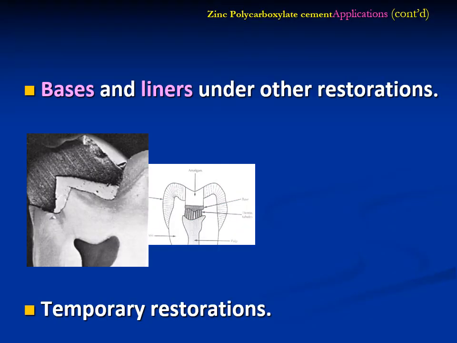It is used also as bases and liners under other restorations, and used also as a temporary restoration. There is here a new use, which is a liner under other restoration or metallic restoration. So the zinc polycarboxylate cement can be used as a liner. That means that it can be used in cavities near to the pulp. In other words, it doesn't cause pulp irritation.